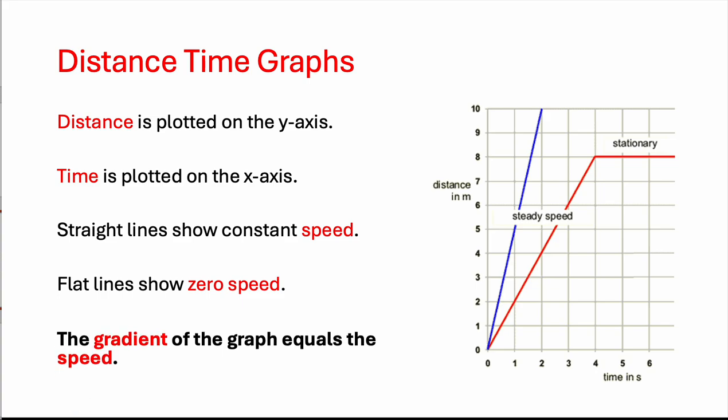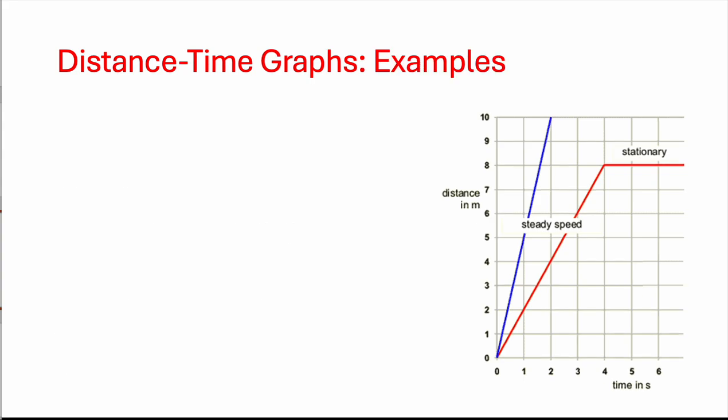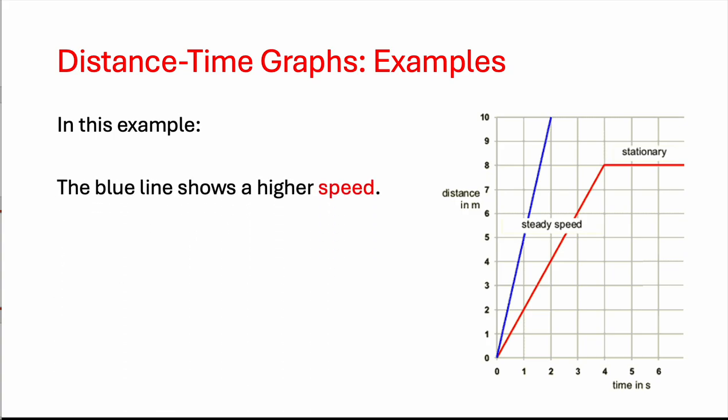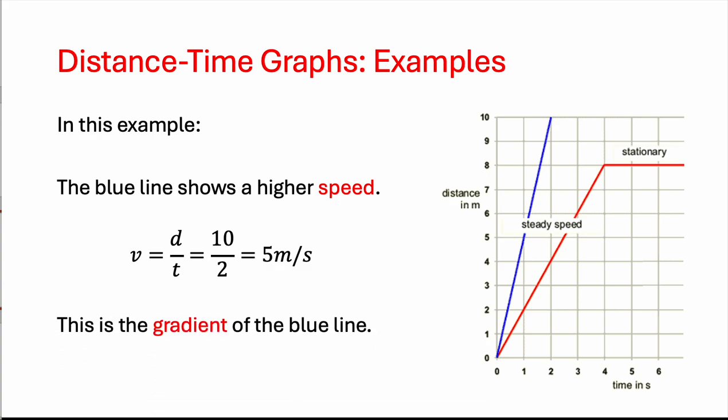So if I took the gradient of that blue line, I could tell the speed of the blue object, and if I took the gradient of the red line, I could tell the speed of the red object. Let's see some examples. Let's take the blue line. We're going to calculate the gradient of that line. Well, that is simply our rise over run. So we've got 10 over 2, which is 5 meters per second. And you notice here that this is exactly equal to the gradient of the blue line. Rise over run, 10 over 2 is equal to 5.